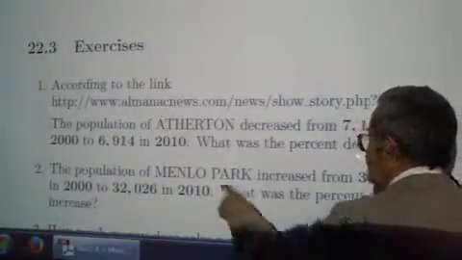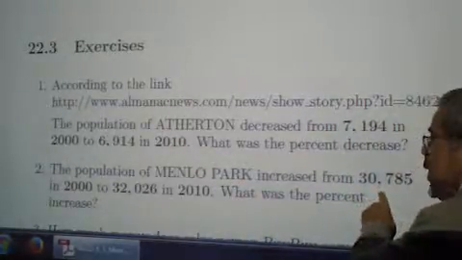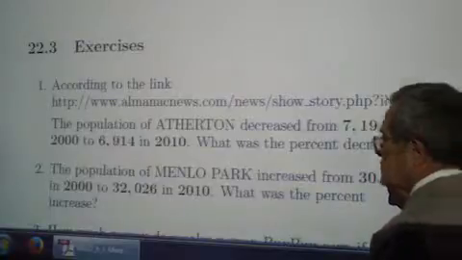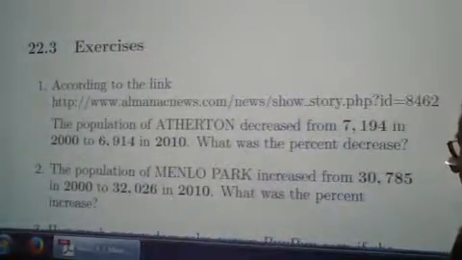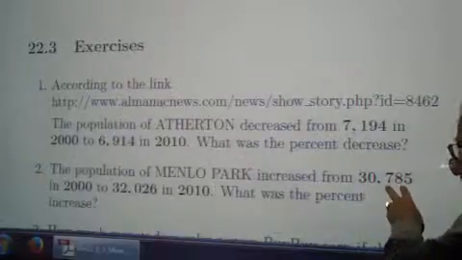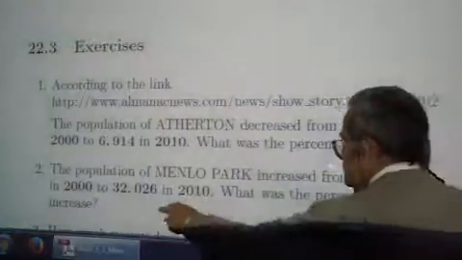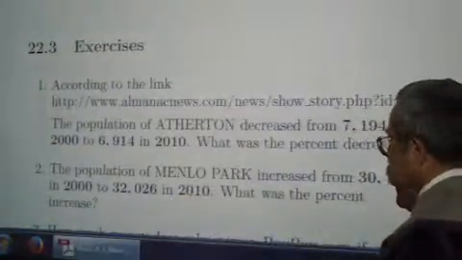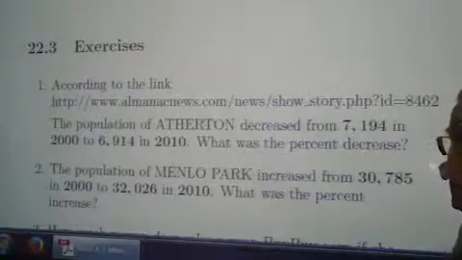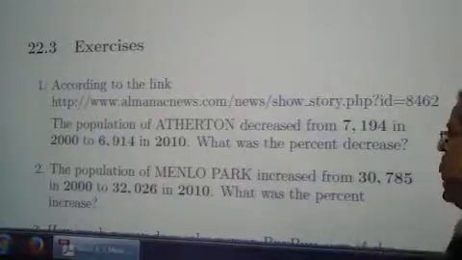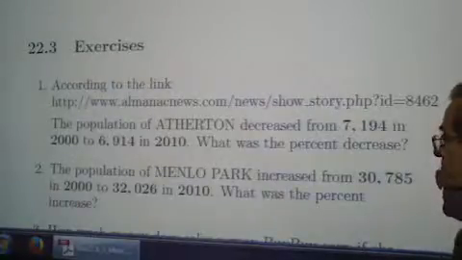The population of Menlo Park increased from 30,785 in the year 2000 to 32,026 in the year 2010. 30,785, 32,026. What is the increase, and then what is the percent increase? Okay, that's your second problem.